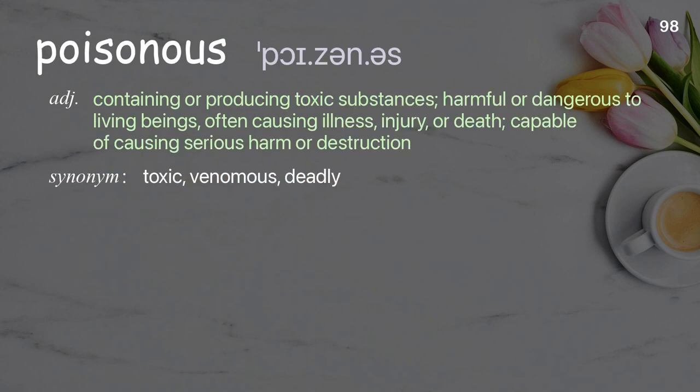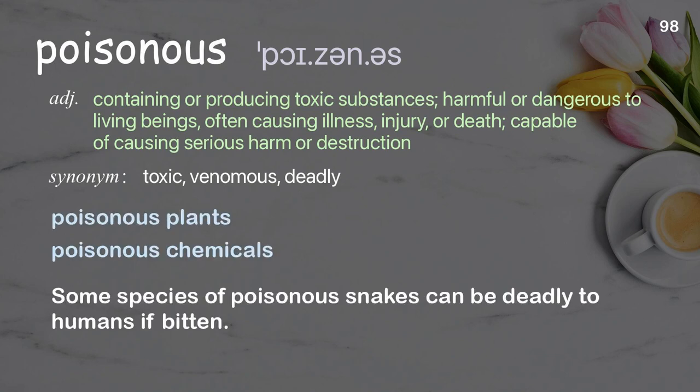Poisonous. Containing or producing toxic substances, harmful or dangerous to living beings, often causing illness, injury, or death. Capable of causing serious harm or destruction. Examples: Poisonous plants. Poisonous chemicals. Some species of poisonous snakes can be deadly to humans if bitten.